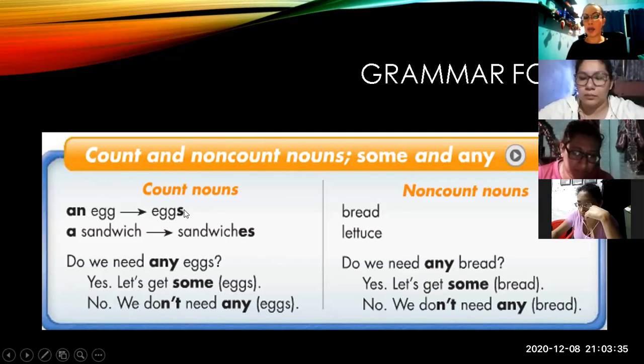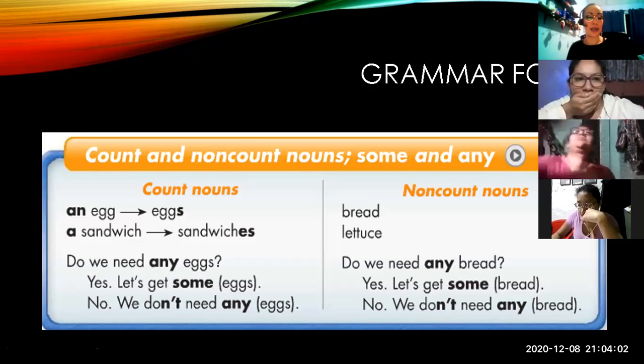Decíamos que los nombres contables son esos que podemos contar, como su nombre lo dice. Estos son fáciles de reconocer porque tienen un plural en inglés. Se pueden pluralizar. Tenemos aquí an egg, the plural is eggs. A sandwich, the plural is sandwiches. A la mayoría de nombres se les agrega S y ya se hacen plurales.